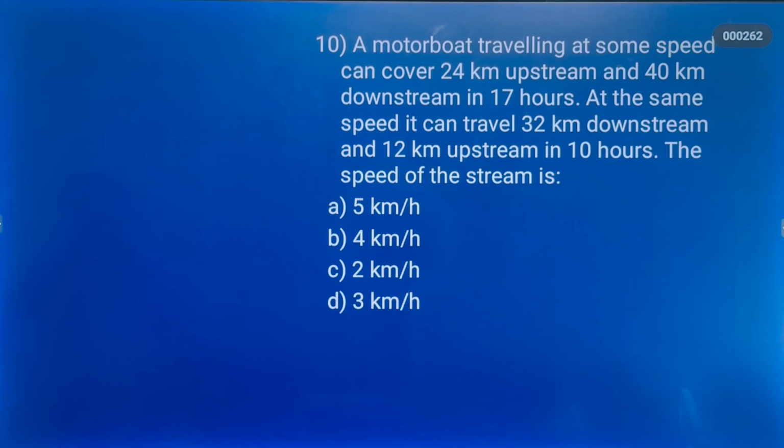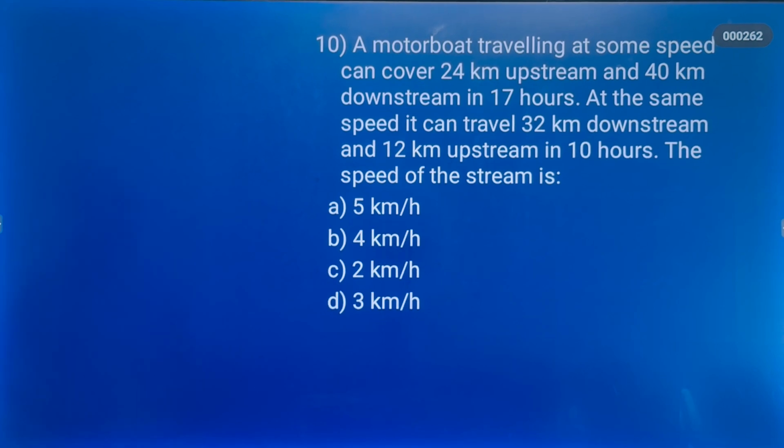So number 10, a motorboat traveling at some speed can cover 24 km upstream and 40 km downstream in 17 hours. At the same speed, it can travel 32 km downstream and 12 km upstream in 10 hours. The speed of the stream is 5 km, 4 km, 2 km, 3 km.